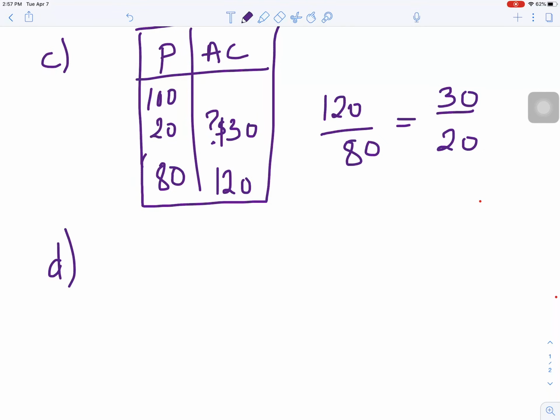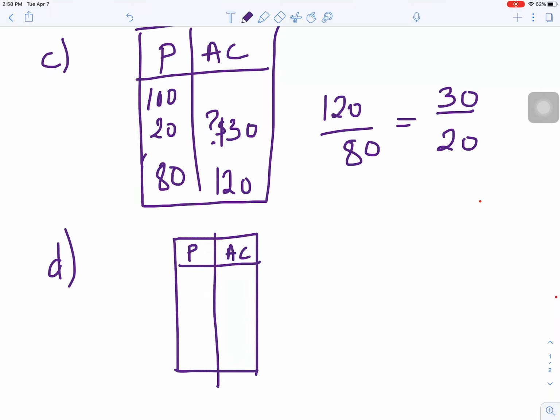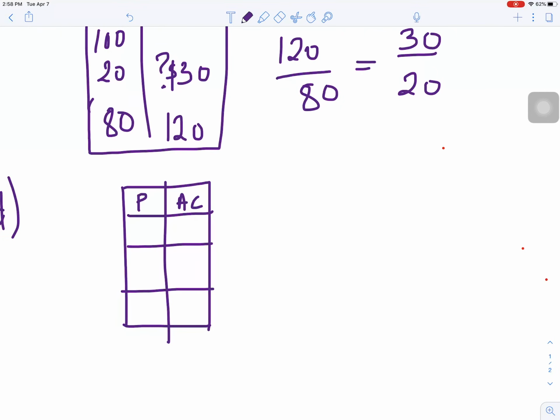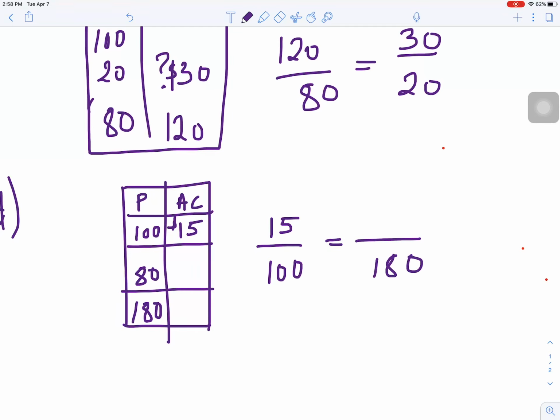D asks us something similar. Make our chart here. We get percentage, we get actual count. Okay, so a store bought shirts for $15 each and marked up the price 80%. So actually, they marked it up to 180% in total. So again, ratio box, 15 over 100 equals what over 180?